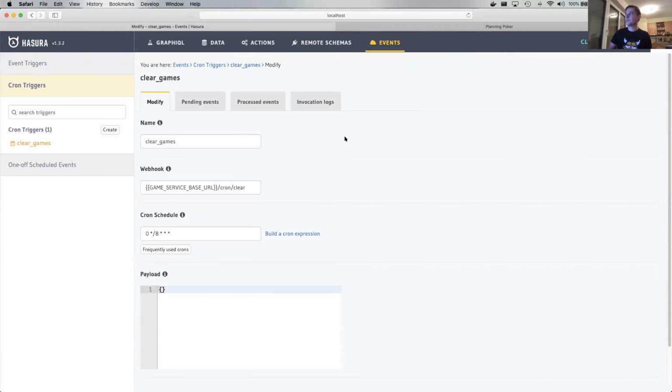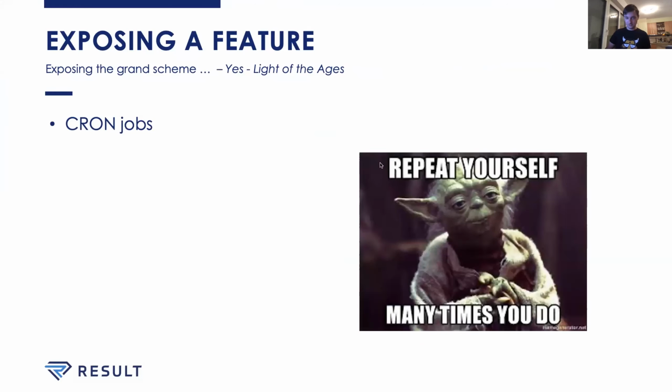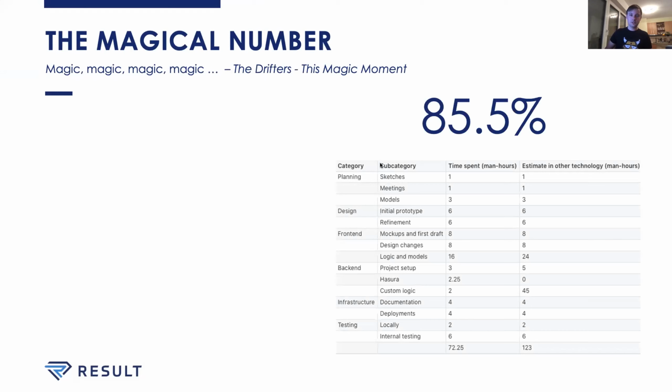If anyone hasn't used this feature before, it's in the event section in the cron triggers tab, where you can build your cron tasks that are triggered on a basis that you define. This was a very useful thing for us, which basically needs no time to set up. You only need your logic that does whatever the cron job does. And moving back, here's a Yoda quote: repeat yourself many times you do. That's our cron job.